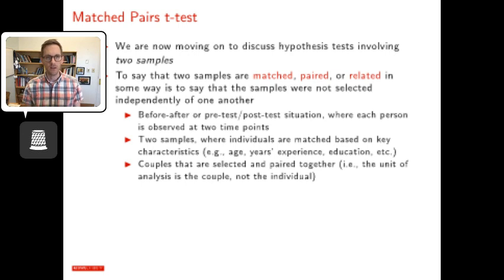So I think in the first class, we talked about this idea of pre-post testing, before, after, right? Where each individual person is identified or at least sampled at two different time points, okay? Another might be that we match individuals based on certain characteristics that they have, their age, their years of experience in the job, how much education they have. In that sense, we're selecting our samples based on some known characteristic, in which case they wouldn't be independent, right? Because they're matched on those characteristics.